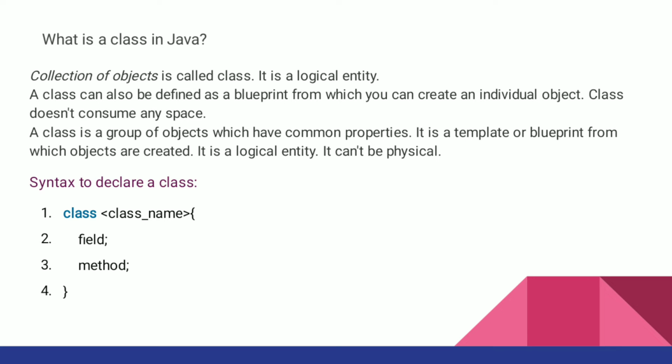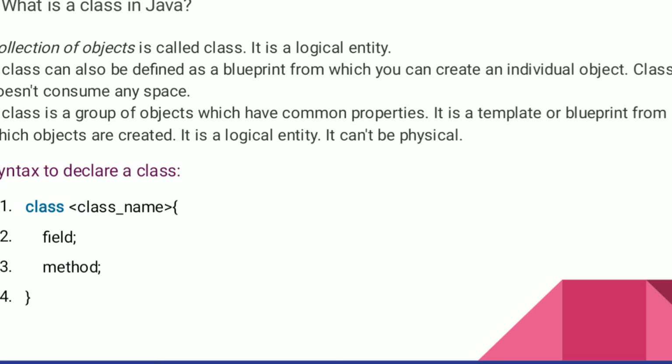A Java class contains fields, methods, constructors, blocks, nested classes, and interfaces. Next is the syntax to declare a class. First is class, then class name, curly braces, field, semicolon, and method, semicolon, curly braces closed.